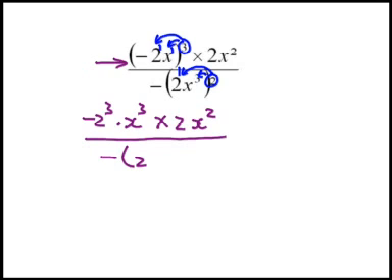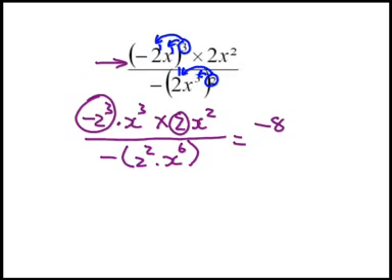So then we'll have 2 to the power of 2 times x to the power of 3 times 2 is x to the power of 6. Simplifying this further, minus 2 to the power of 3 is minus 2 times minus 2 times minus 2, which will give us minus 8. And then we've got that 2 as well, which we can multiply with the 8 to give us minus 16.